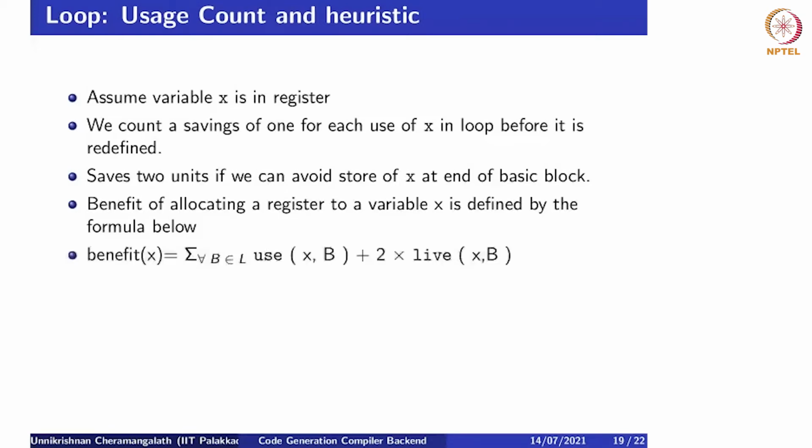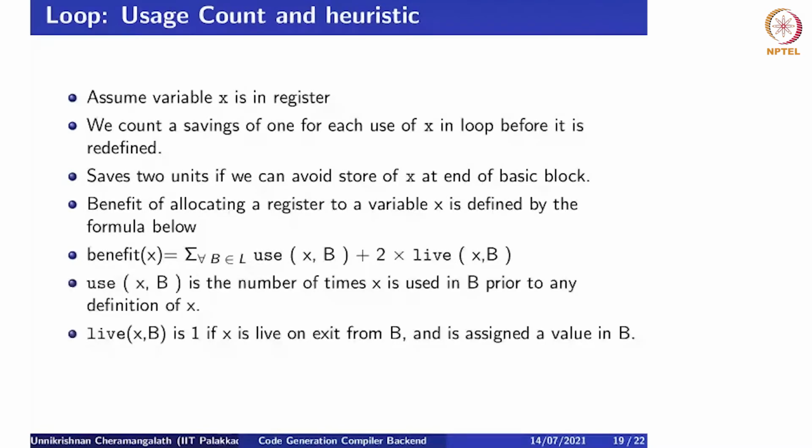Benefit of x is the sum over all b in L of use(x,b) plus 2 times live(x,b). The actual indication about live is that the value will be used again in future. Now use(x,b) is defined by this formula. Use(x,b) is the number of times the variable x is used in b prior to any definition of x. This 'prior to definition of any x' is important.